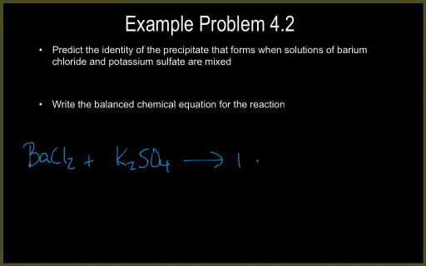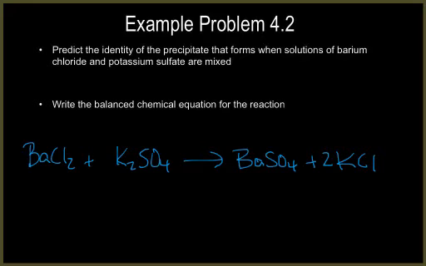So we have barium sulfate, and that's a +2 -2, so that's good the way it is. And then we have potassium chloride, which is a +1 -1. So we end up with that, and we have to balance it. So we have to put a 2 in front of the KCl. So that is our balanced equation.